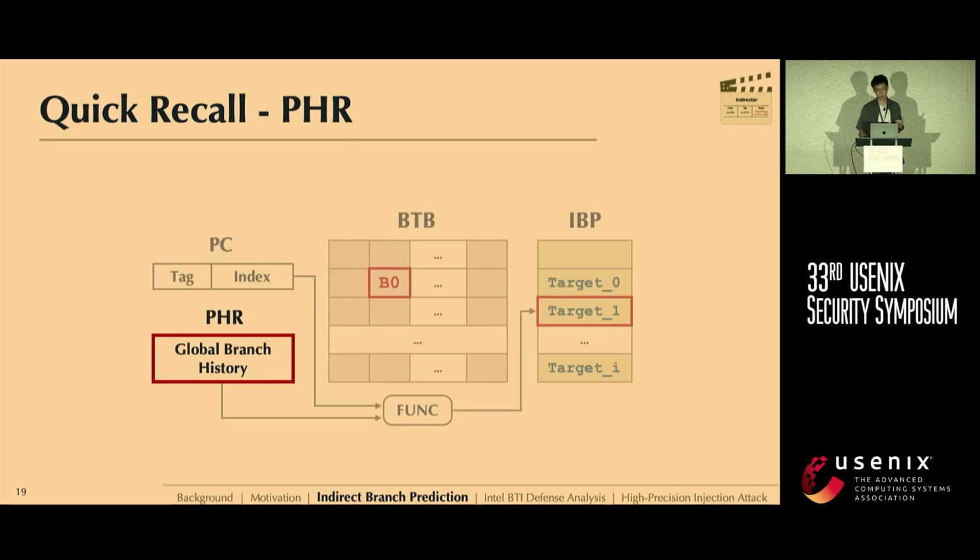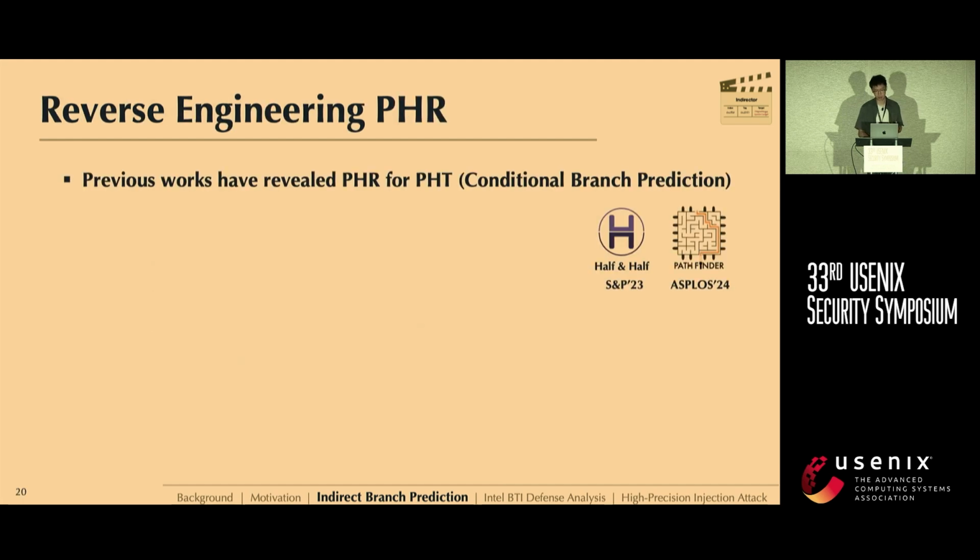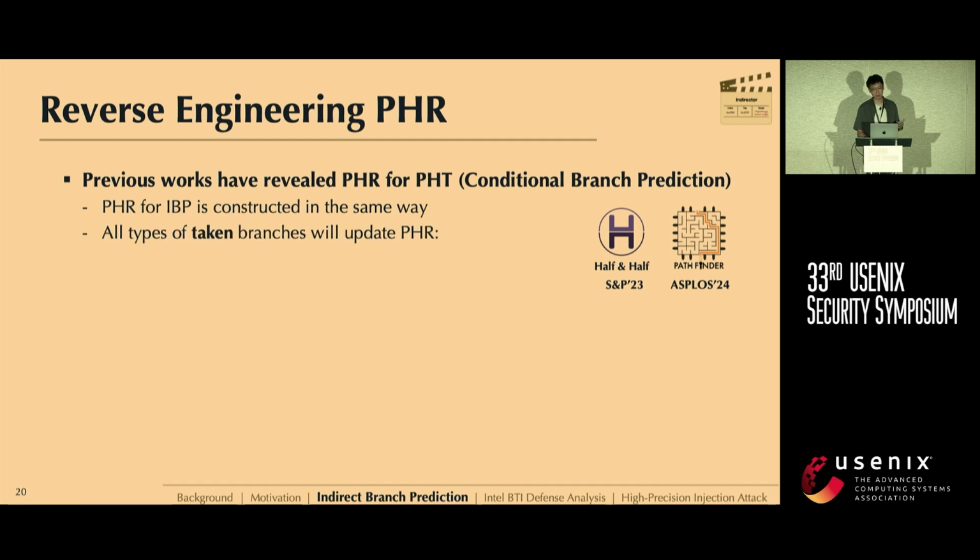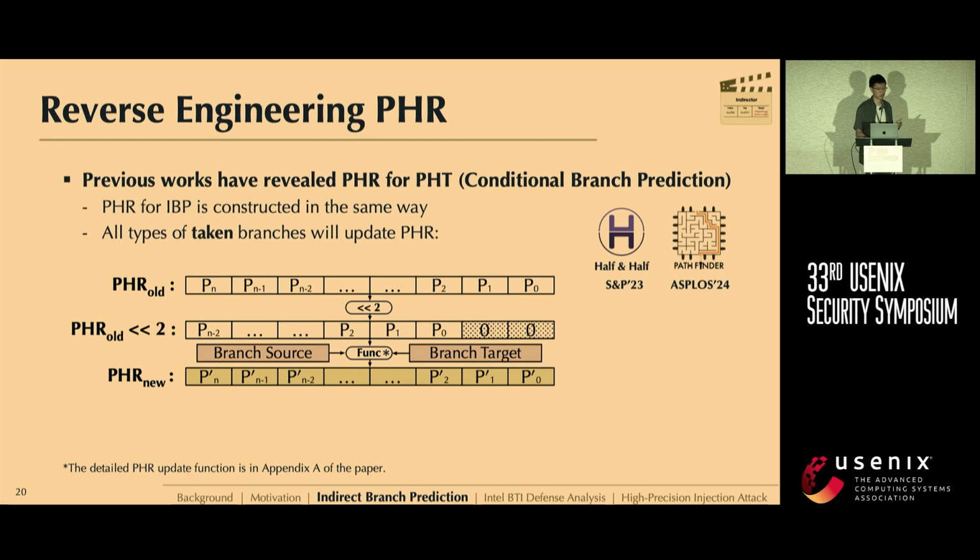As I introduced before, for a multi-target indirect branch, PHR helps IBP predict. Some previous works from our lab have revealed the PHR used for conditional branch prediction, and for the IBP, we found it's constructed in the same way. And all types of taken branches will update PHR. The process is, first, the old PHR value is left shifted by 2 bits, then it's combined with a footprint generated by both branch PC and target addresses. Since we know the precise function, we can set PHR to any value by changing branch addresses.